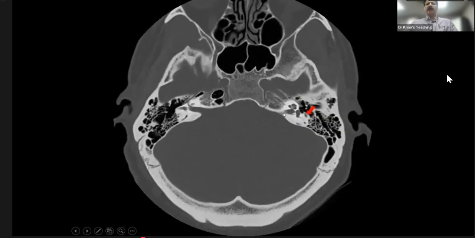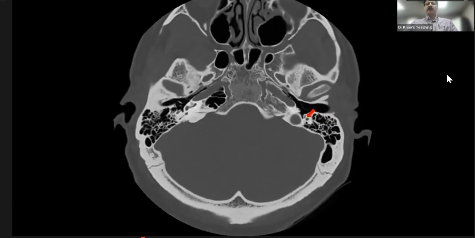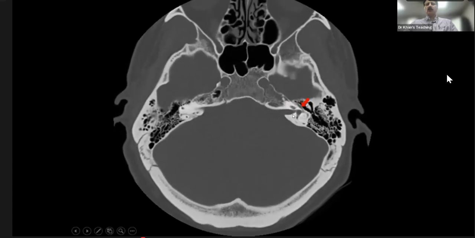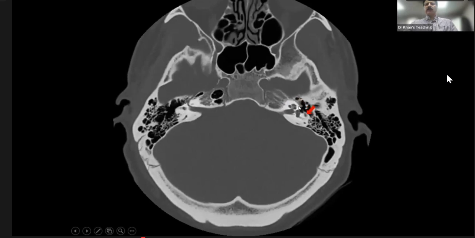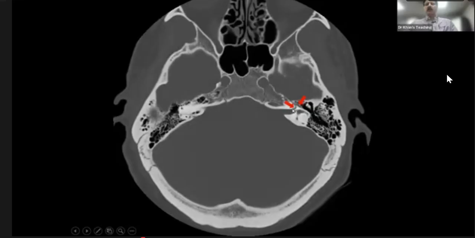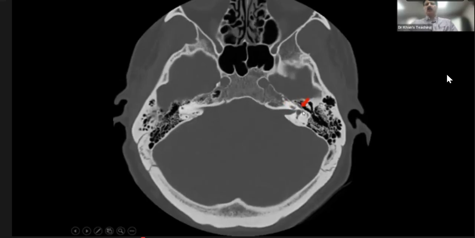Now, as I'm going superior to the level of the cochlea, so once again I go inferior. The exercise which we are doing right now is to trace the facial nerve. This is the cochlea. I'm going superior to that, and you can see that there is a canal here, and this is the labyrinthine portion, and it goes here, and this must be the geniculate ganglion, and then you can see that something goes posteriorly.